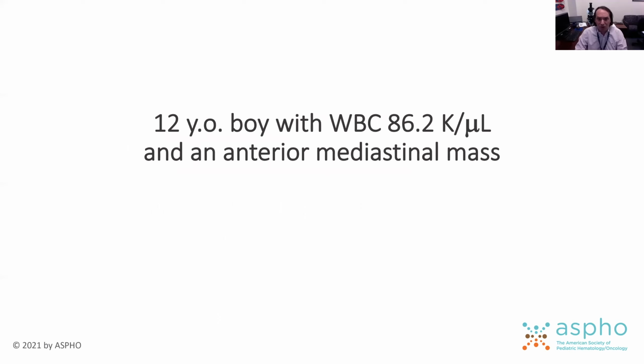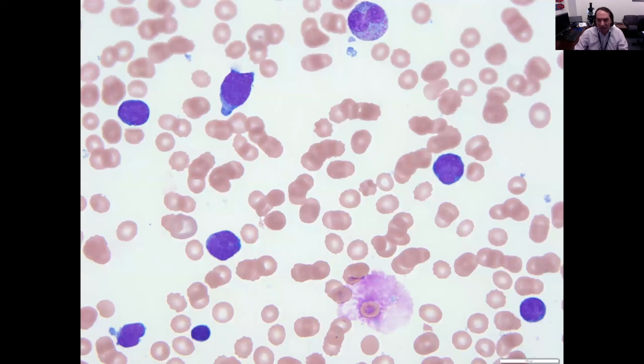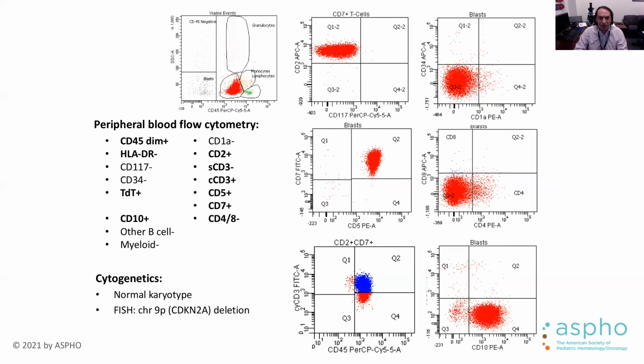Our next case is a 12-year-old boy with a white count of 86,000 and an anterior mediastinal mass. Here is a preteen boy with a very high white count and a mediastinal mass. It's really quacking like a duck. Morphologically, these cells have the features of lymphoblasts. One cannot distinguish T lymphoblasts from B lymphoblasts morphologically.